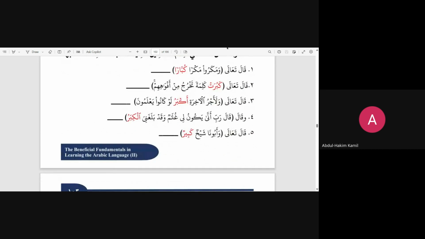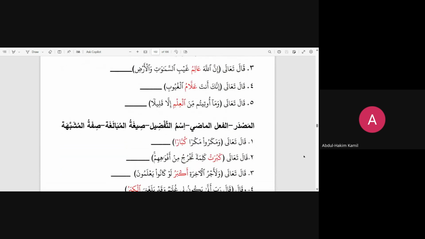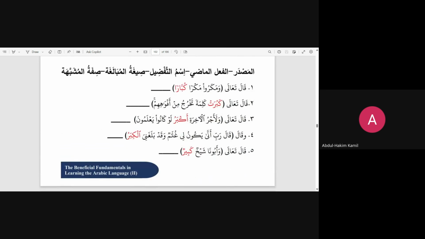Okay, let's go to the next one. Look what the next one says. Masdar, الفعل الماضي, اسم التفضيل, صيغة مبالغة, الصفة المشبهة. Look at y'all. You used to see your faces. Y'all like tense stuff.